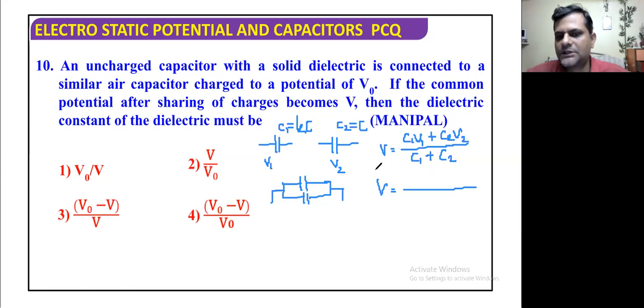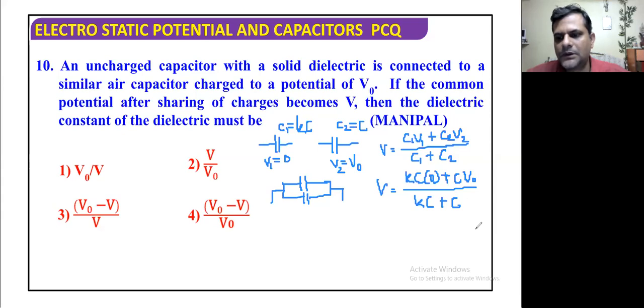And if you just replace all these values here, V1 is going to be 0, V2 is going to be V0, and C1 is going to be KC, and C2 is going to be simply C. So it becomes C1, which is KC here, times V1, which is 0 in this case, plus C2, which is simply C, times V2, which is V0 here, divided by C1 plus C2, where C1 is KC and C2 is simply C.